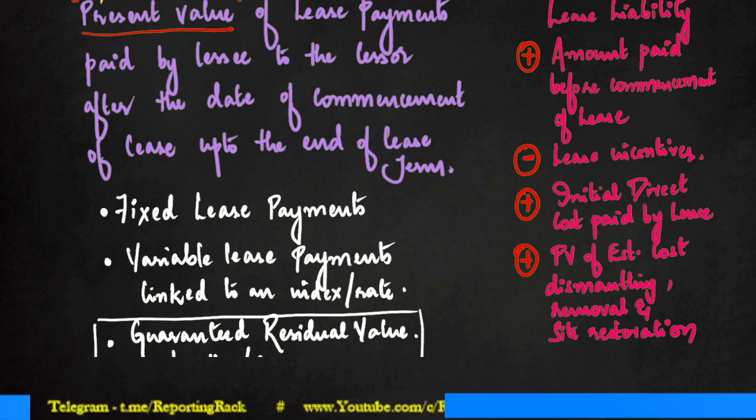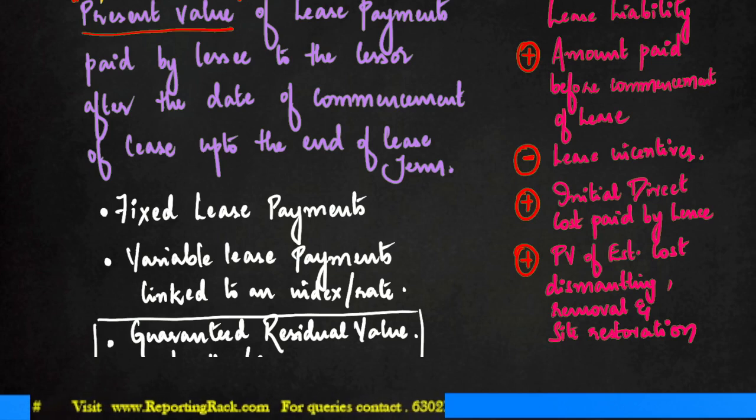Initial direct cost paid by the lessee. Guys, initial direct cost can be either paid by the lessor or by the lessee. What are initial direct costs? They are costs which are incurred directly for taking the asset on lease. Commission paid to the agent, legal documentation fee, stamp duty or legal fees paid for execution of the document. All these are initial direct cost of lease which we have already discussed in the previous session.